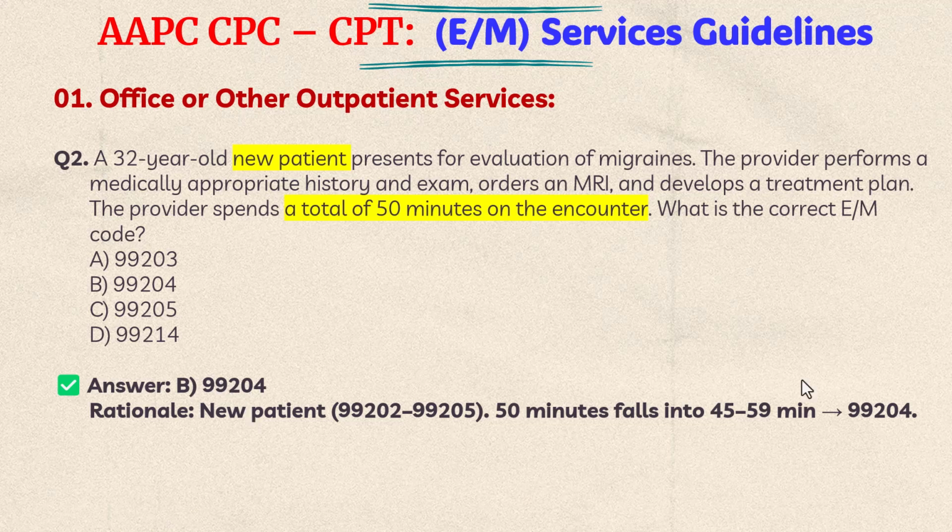So this is the first category we have seen, that is office or other outpatient visits. So in part 2, we'll see other categories of evaluation and management services with real world examples.